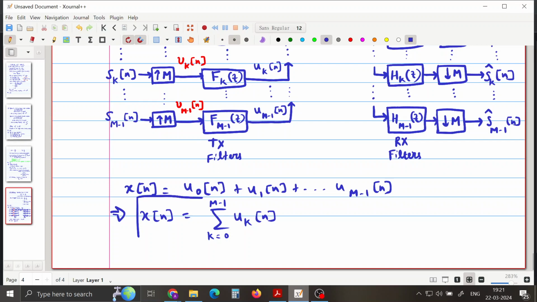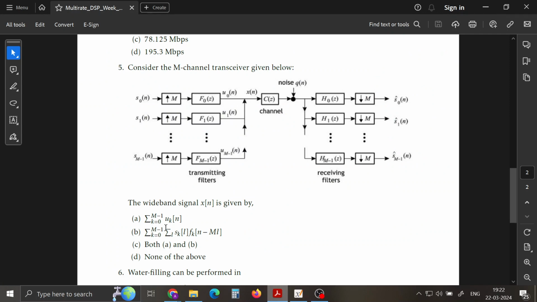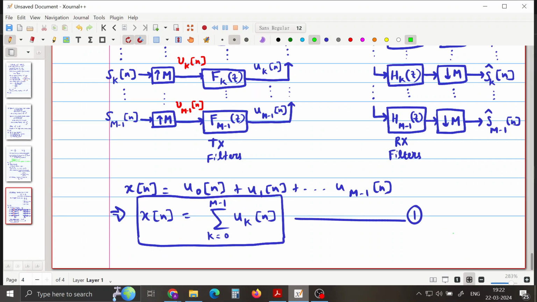So I'll enclose this equation in a box because this is useful. Let me label this as equation 1. And if you see this, we already have one mathematical expression for x of n, which is the sum of these u k's, and in fact it clearly matches with your first option, option A. So clearly option A is the right answer. Now, since there is an option like both A and B, we need to check whether option B is also right or not. So the conclusion is that option A is right at least. Now we need to check whether B is also right or not. So go to the next page.